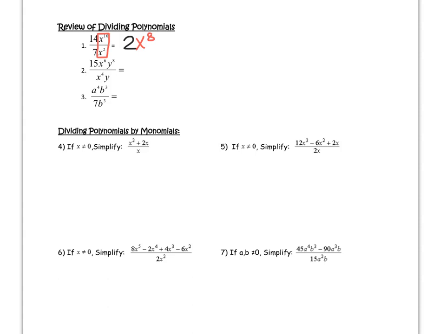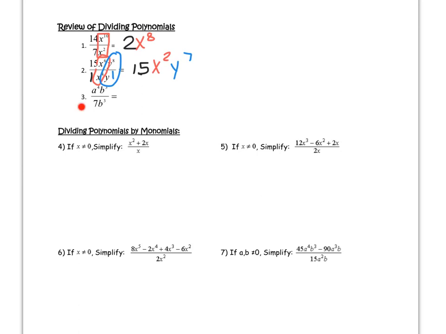All right, number 2, you have 15 x to the 6th, y to the 8th. There's an imaginary 1 there, 1x to the 4th y. So what is 15 divided by 1? Nothing other than 15. Then you have the x terms. What's x to the 6th divided by x to the 4th? You keep the x, subtract the powers. 6 minus 4 is 2. And last but not least, you take your y terms. Y to the 8th divided by y, which is the same thing as y to the 1st, becomes y to the 7th.